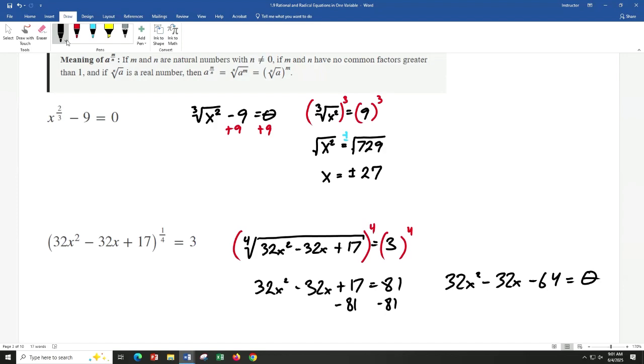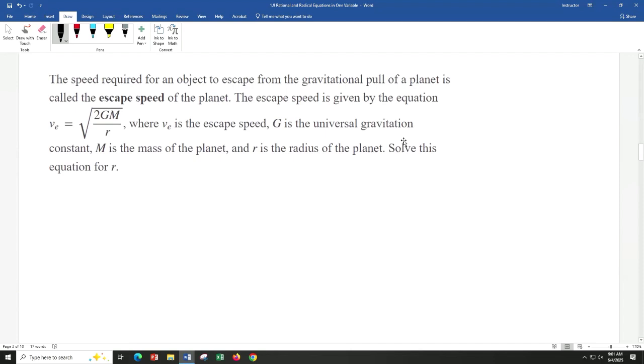All right, let's look at something else. The speed requirement for an object to escape from the gravitational pull of a planet is called the escape speed of the planet. The escape speed is given by the equation. The v velocity, sub e. E is the escape velocity.